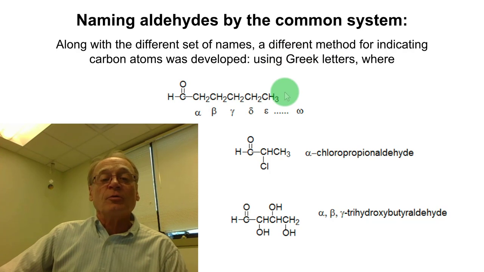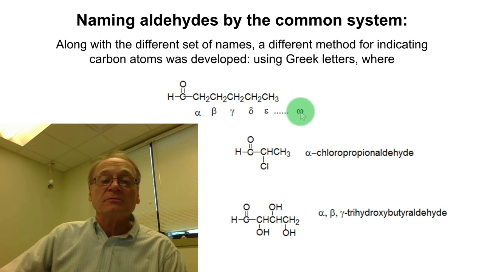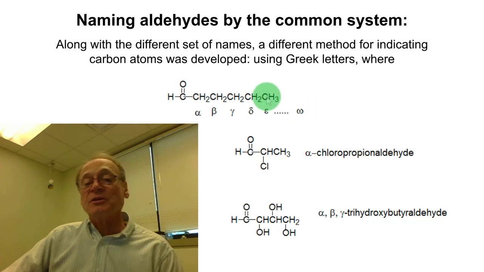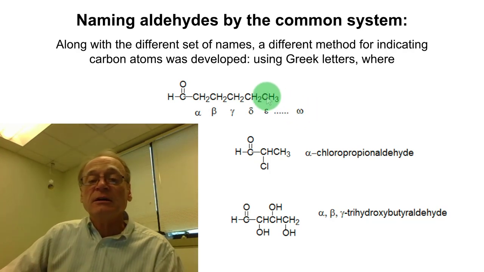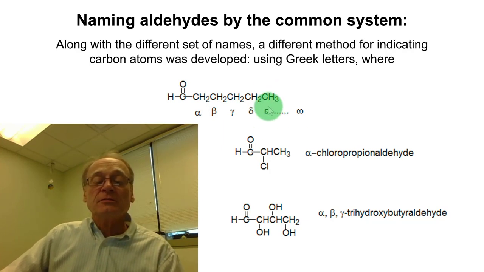Okay, then, in the common system, we have to have ways of indicating where various groups are attached on a chain. And so what we do is we use the Greek letters alpha, beta, gamma, delta, epsilon, and so on. And by the way, this Greek letter is omega, so if you have something that's attached on the last carbon of a chain, sometimes people refer to the omega carbon, just meaning in general it's the last carbon on a chain. So this particular one would be both the epsilon, which is the alpha, beta, gamma, delta, epsilon carbon, but it would also be called the omega carbon because it's the last carbon in the chain.